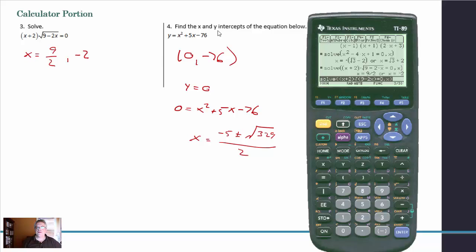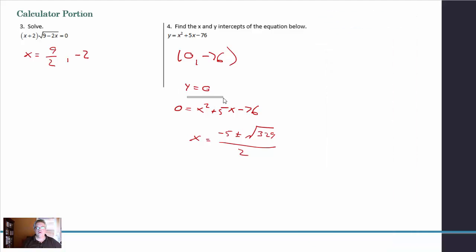Okay, this next one says find the x and y intercepts of the equation below. I'm not going to spend a lot of time on this. To find the y-intercept, you just substitute x equals 0, and actually all that's left is minus 76. To find the x-intercept, you set y equal to 0 here, and you have an equation to solve. So we have a nice little quadratic equation here, but you just enter it in your calculator the same way we did the last two equations. Your calculator tells you that these are the two x coordinates. So these are the points where the graph crosses the x-axis. All right, I'm going to leave it at that.